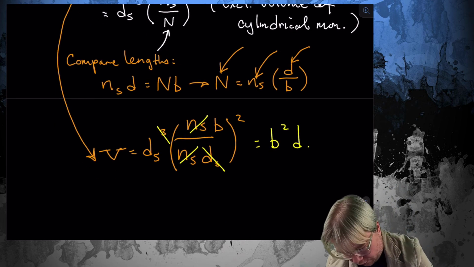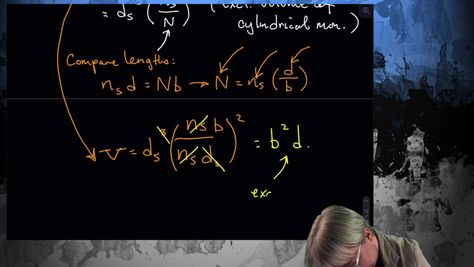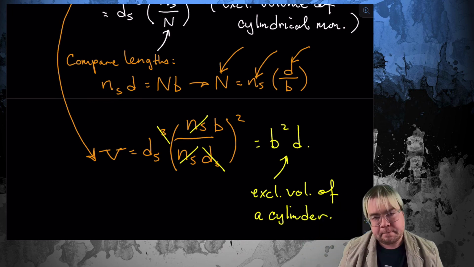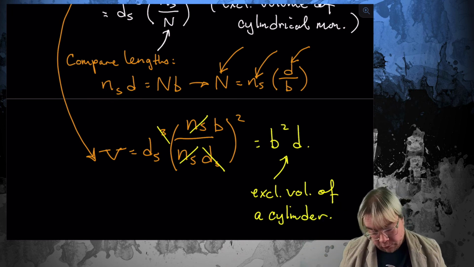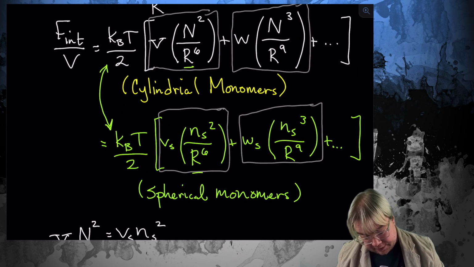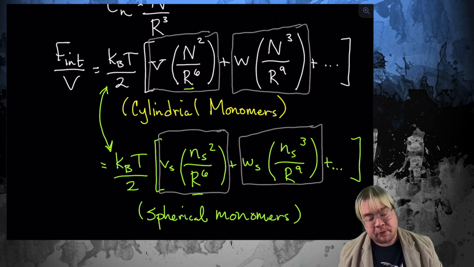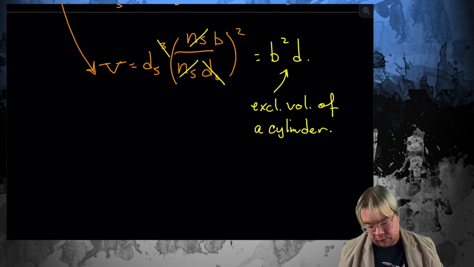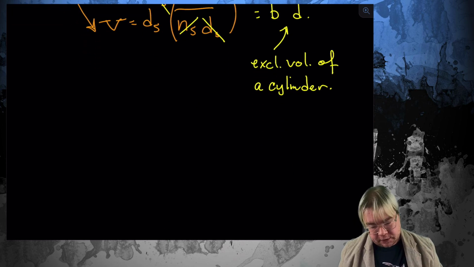This is the excluded volume of a cylinder. And that's all we're going to do with it. But I wanted you to see this because we're going to revisit these expressions next time. But now we have an expression for the excluded volume of a cylindrical monomer.